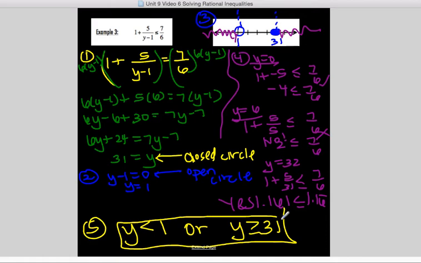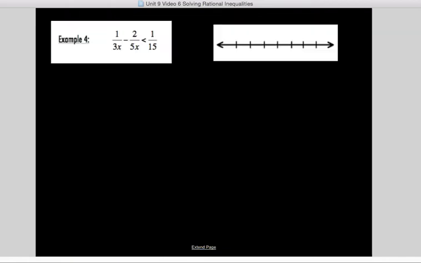All right, we have one last example to do. Example 4. I would recommend that you pause the video and try this one on your own and then come back and make sure you did it correctly.